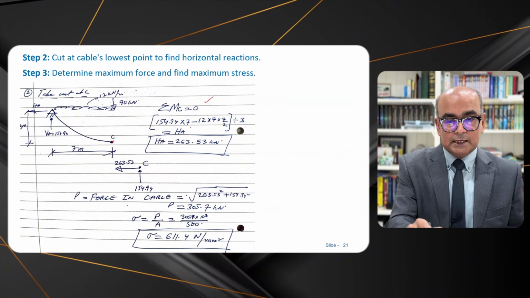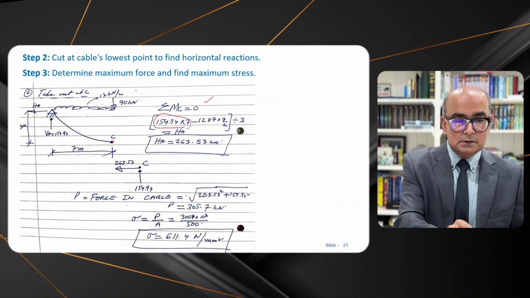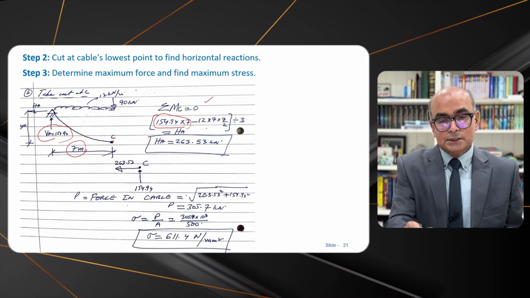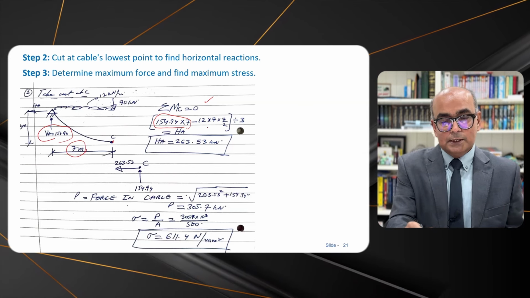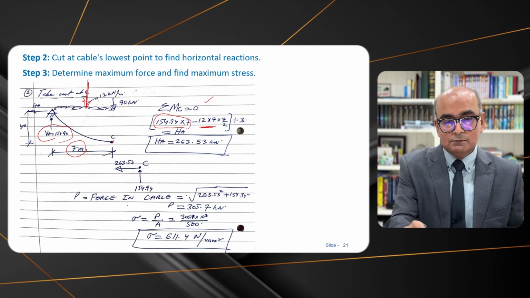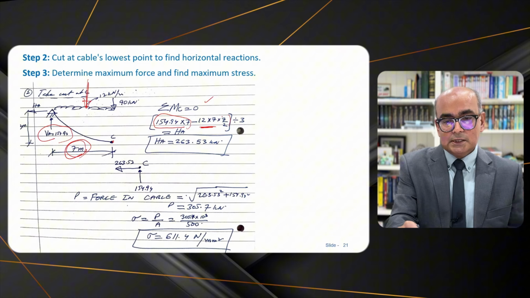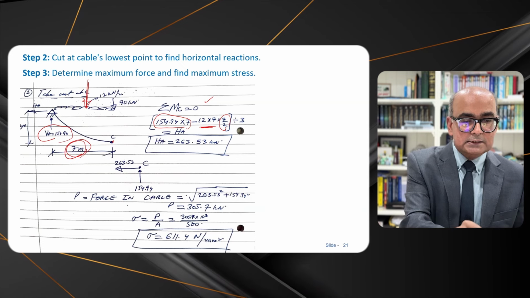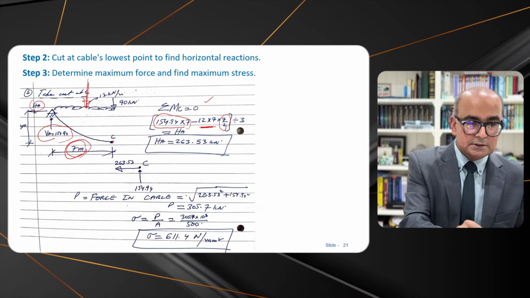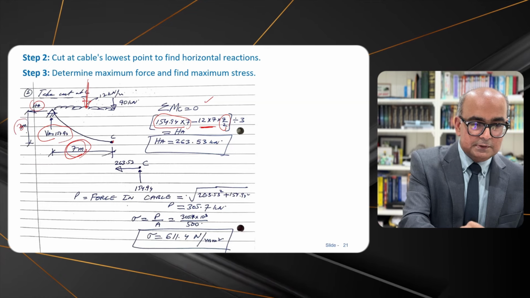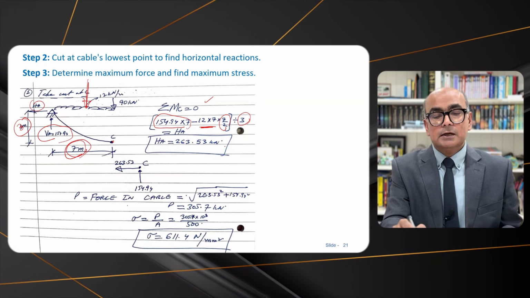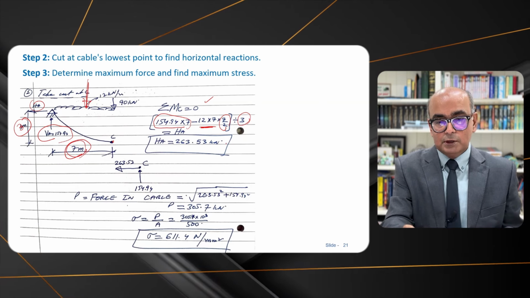So 159 times 7, this is the reaction times 7. It is a clockwise moment, so that's why it's positive. And the load itself is creating an anti-clockwise moment. So 12 times 7 times 7 over 2, and then we have HA times 3 meters. This dip is 3 meters, so that's why we have divided it by 3, and from here we get the value of HA is 263.5.